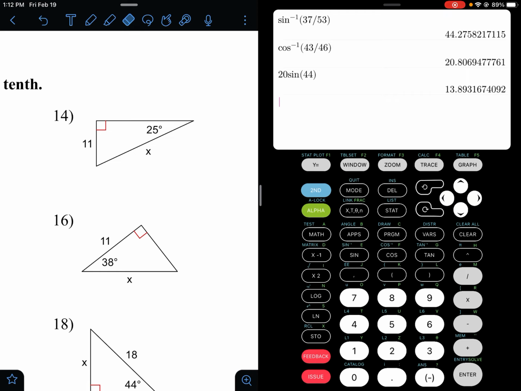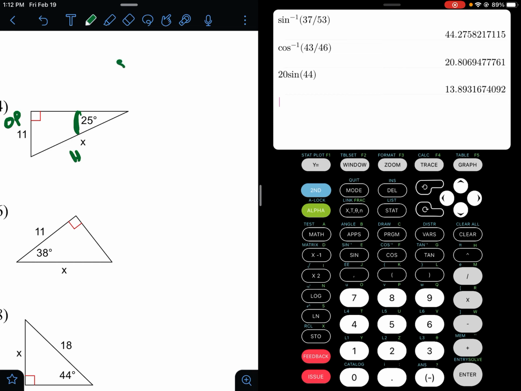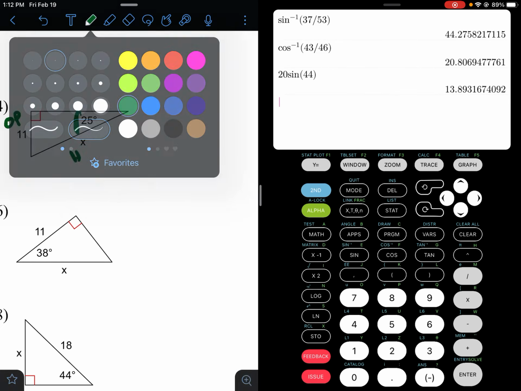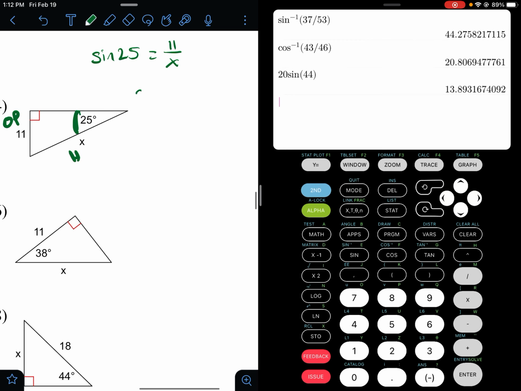So they gave us this angle here, which is 25, and I have my opposite, and I'm solving for my hypotenuse. So I'm still going to be using sine here. So we're going to do sine of 25 equals my opposite, which is 11, over my hypotenuse, which is x. So then we're going to go ahead and do that cross multiplying. Remember, cross multiply and divide.